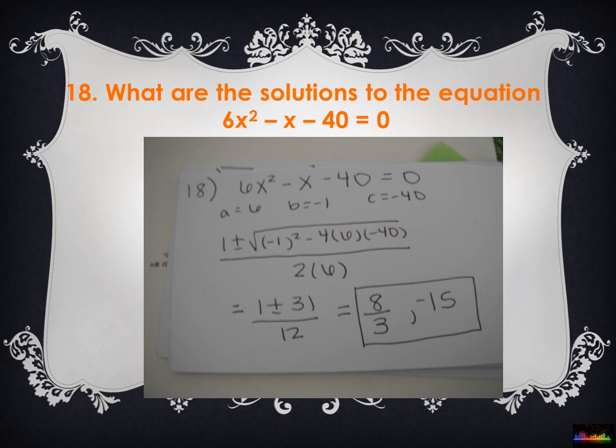This question asks us what the solutions to the equation are. We will use the quadratic formula in order to find the solutions to this equation. The quadratic formula is given to you on the EOCT. So you will plug in your A, B, and C value where they belong and then solve from there, or simplify.